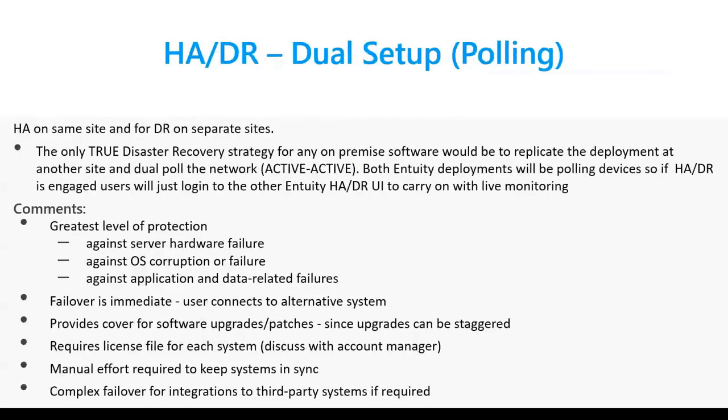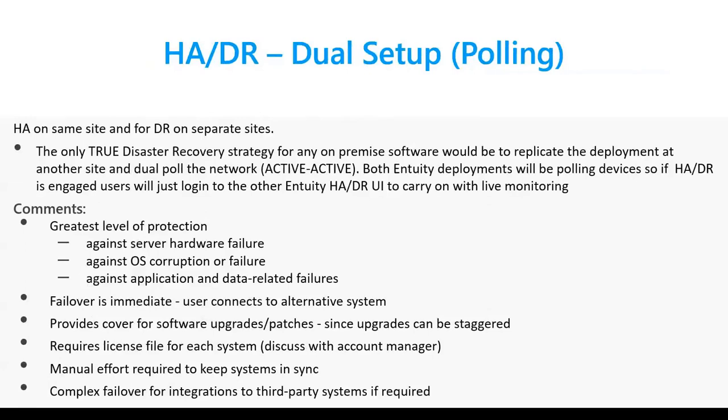And finally, there's the dual setup, the dual polling. This is, I would say, the only true disaster recovery. Although HA is on the same site and DR on separate sites, dual polling can be used in the HA scenario. Generally, this is often also used as a DR at the same time, in the sense that it's often set up at a different location.